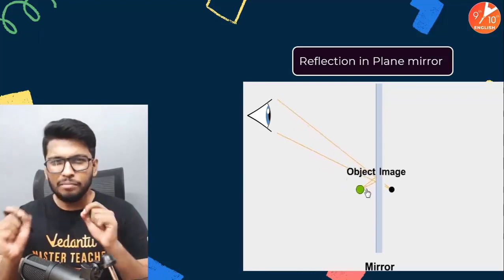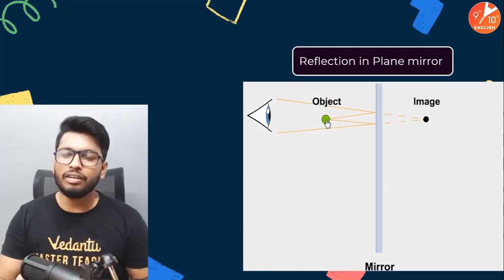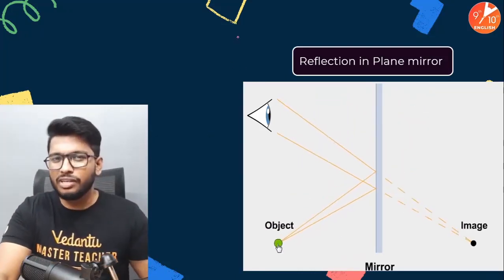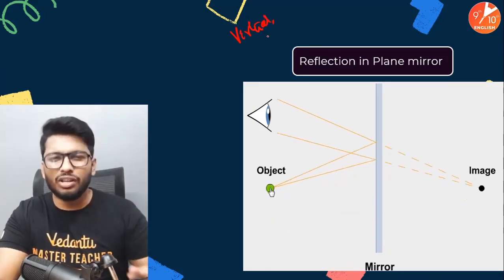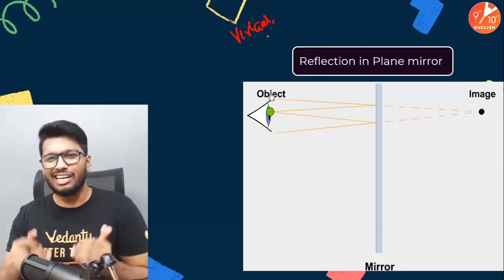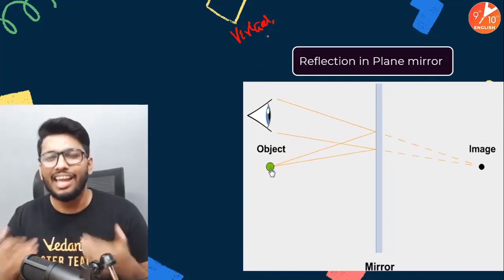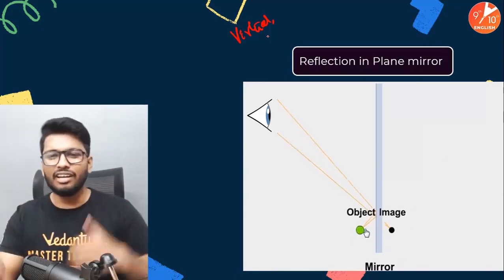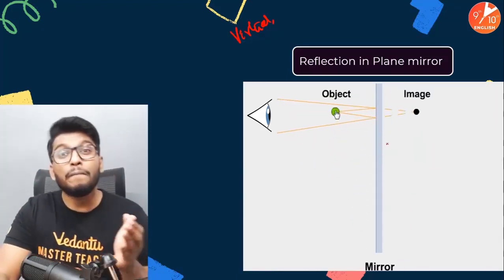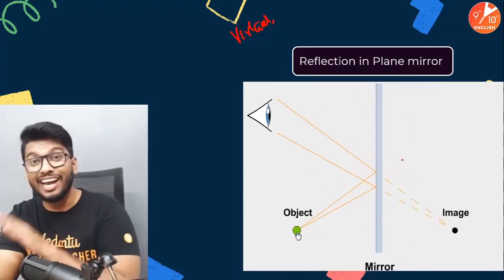Now, if you talk about the image properties formed by a plane mirror, the image is always virtual in nature. The image is always virtual. Virtual means those images that cannot be caught on a screen. Any image that cannot be caught on a screen is called a virtual image. So here you can see this, the image is formed behind the mirror. It's formed behind the mirror.